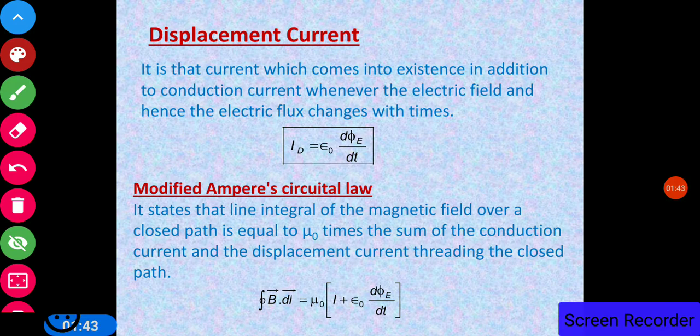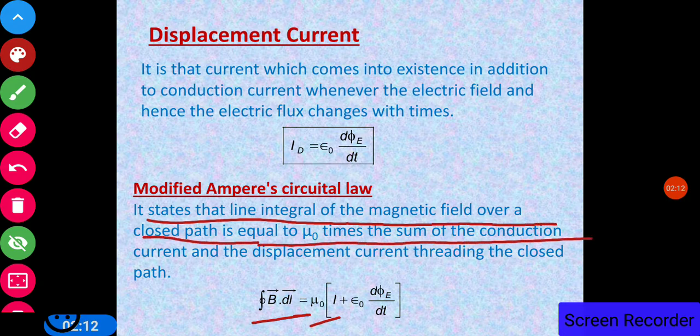Now it was explained by Maxwell. So Ampere's circuital law. Initially, just recall, it was the line integral of the magnetic field, B dot dl, is equal to mu naught I, that is mu naught times the current threaded by the circuit. But when the term displacement current is introduced, Ampere's circuital law is modified, and according to it, the line integral of the magnetic field over a closed path is equal to mu naught times the sum of the conduction current and the displacement current threading the closed path.